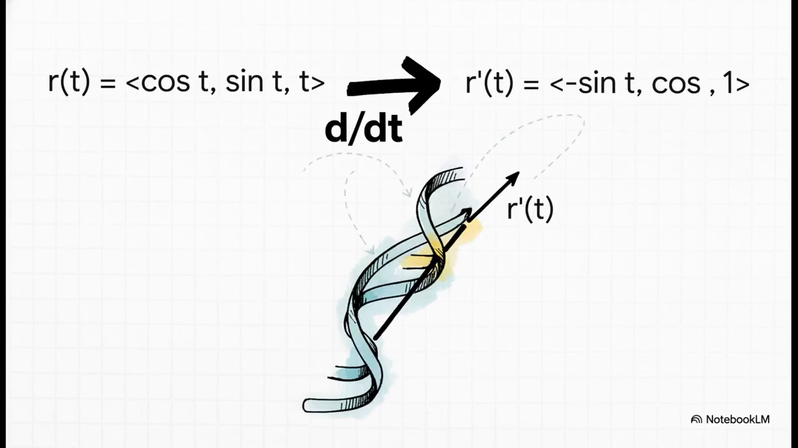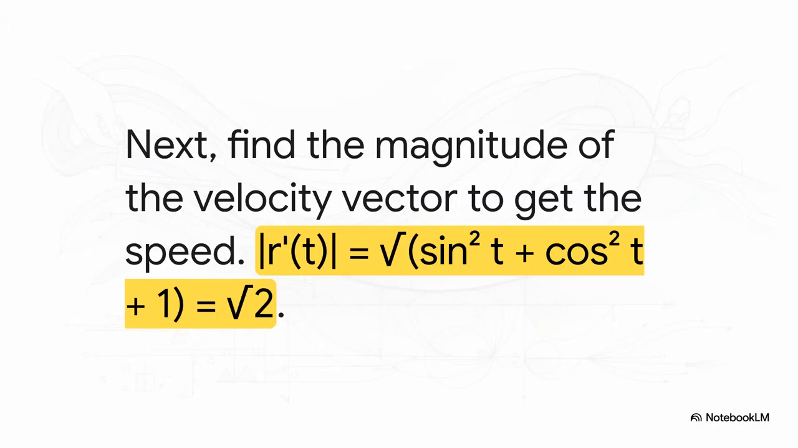Step 1 is always the same. You have the position, so you need to find the velocity. And how do we do that? We take the derivative. The derivative of cosine t is negative sine t, the derivative of sine t is cosine t, and the derivative of good old t is just 1. Easy enough. Okay, next up, we need the speed.